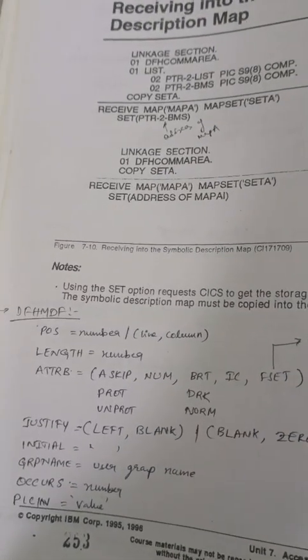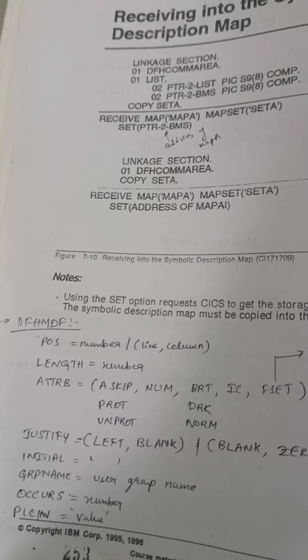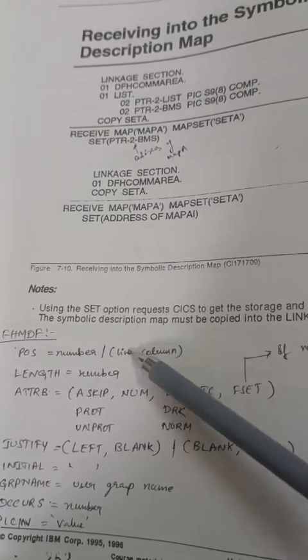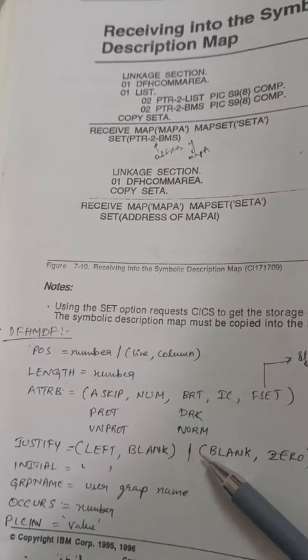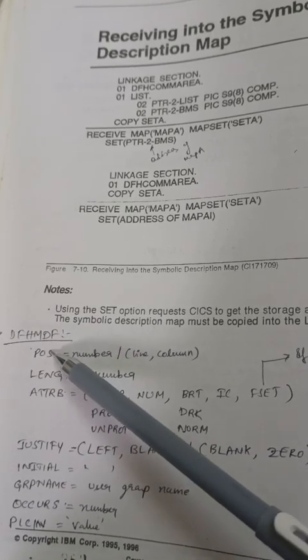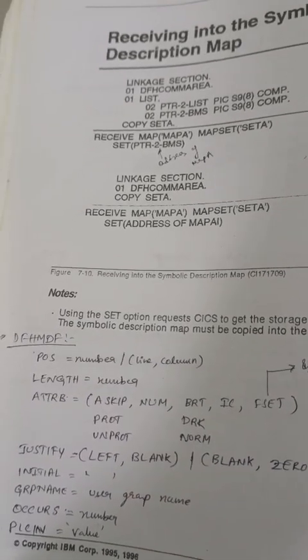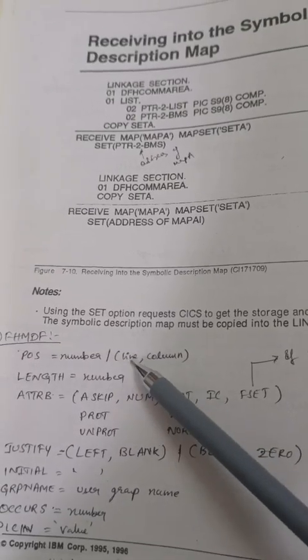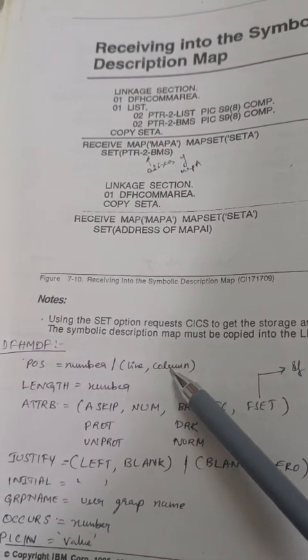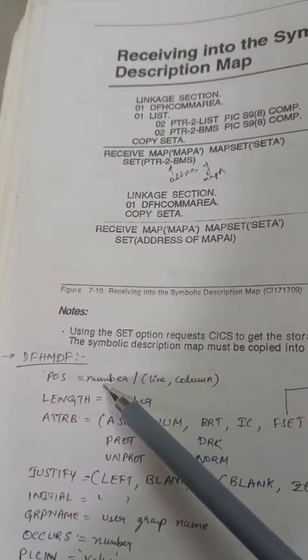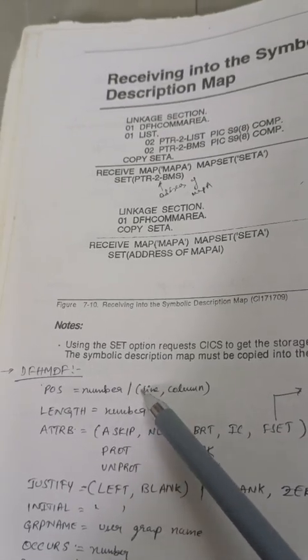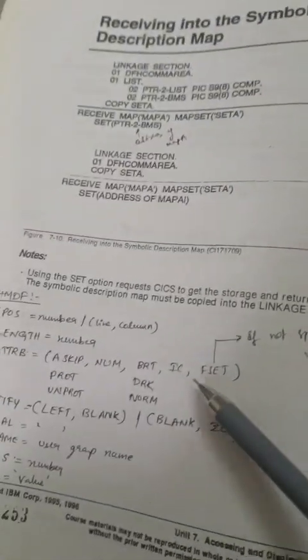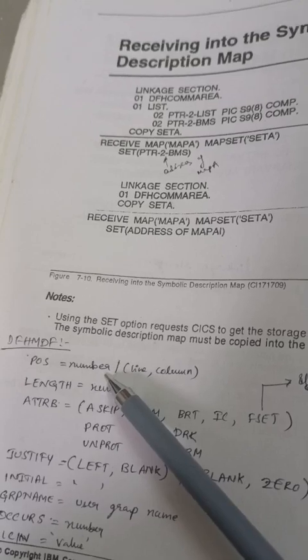And earlier we have coded the DFHMDF parameter. Now we will get to know what the parameters in DFHMDF are. We have seen the DFHMDF parameter POS, the position. What is the position? We have seen 1,20. What is the one here? One is nothing but the line, comma, column. Even we can code a position with a single number, not only inside the codes, it is fine.